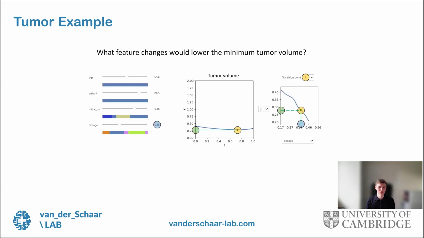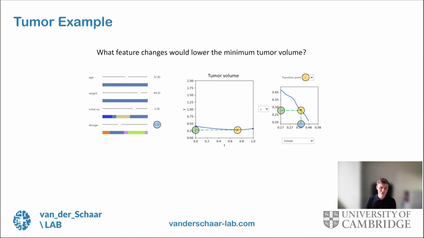We can consider a different kind of question. For instance, what feature changes will lower the minimum tumor volume? This is a question on level 2 about the property of a particular trend. So let us consider a lower drug dosage where the trajectory first decreases and then increases. We can observe that the minimum of the tumor volume corresponds to the y coordinate of the second transition point. Now we can use the tool on the right to plot how the minimum depends on the dosage, or basically any other feature. And we can see here that the minimum volume decreases with increased drug dosage.